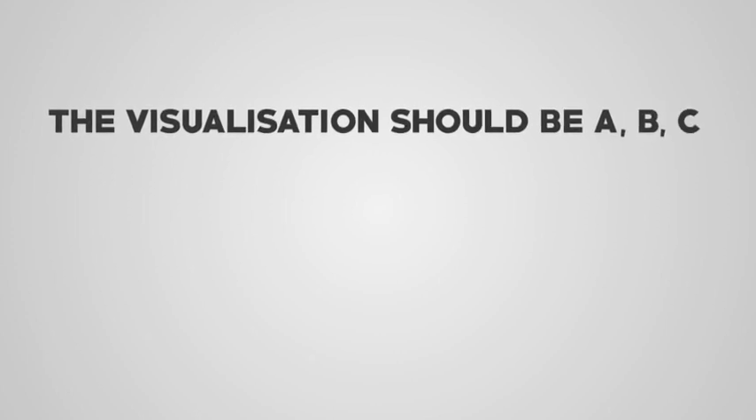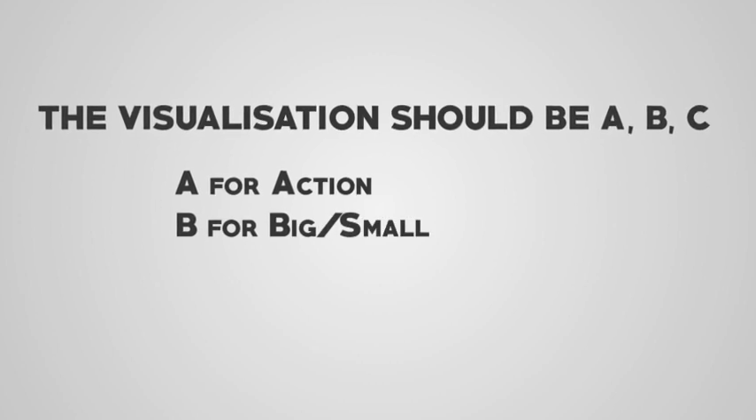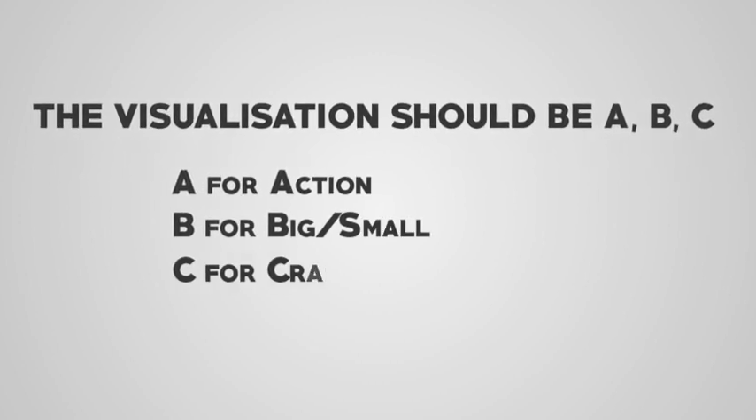Visualization should be in A, B and C. A for action, B for big or small, C for crazy.